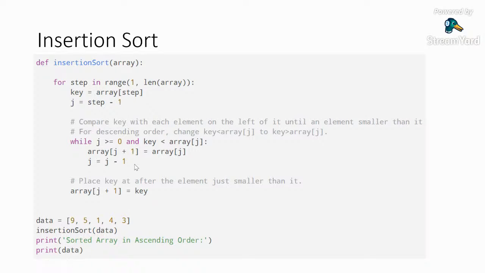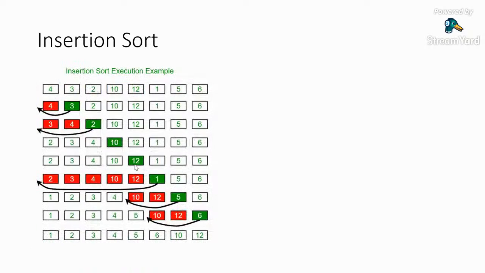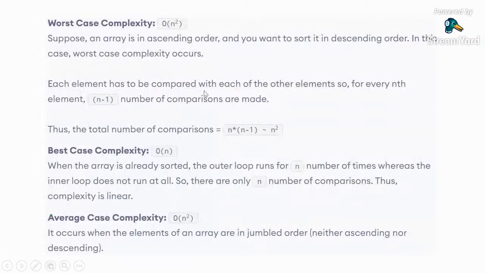Now see the best case, worst case, and average case for this algorithm. See the best case scenario. Suppose you want to sort the elements in ascending order, and the data given is already in ascending order.